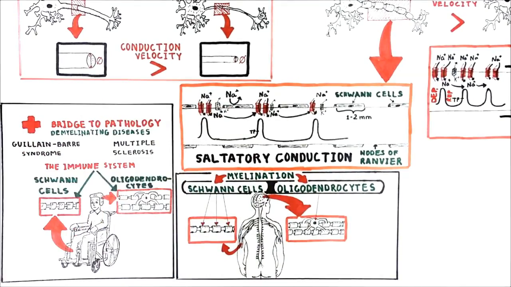Loss of myelin results in disturbance of current flow and leakage across the membrane, and it causes conduction blockage in the neurons.